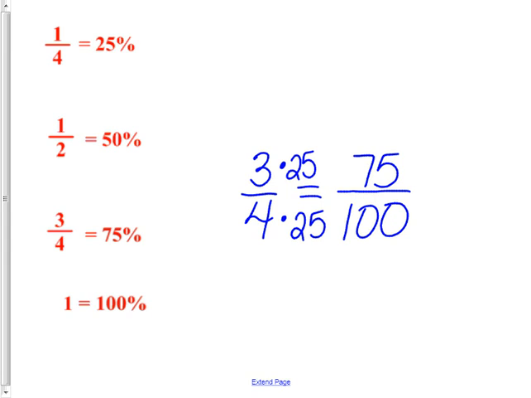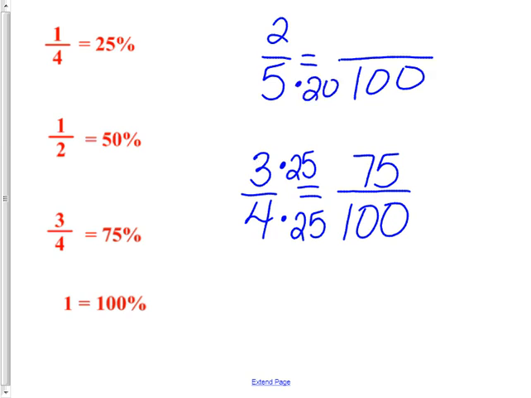You can use that concept to change any fraction into a percent. If I look at 2/5, for example, I can figure that out by saying, well, 5 times 20 is 100. 2 times 20 is 40. So 2/5 equals 40 out of 100, or 40%.